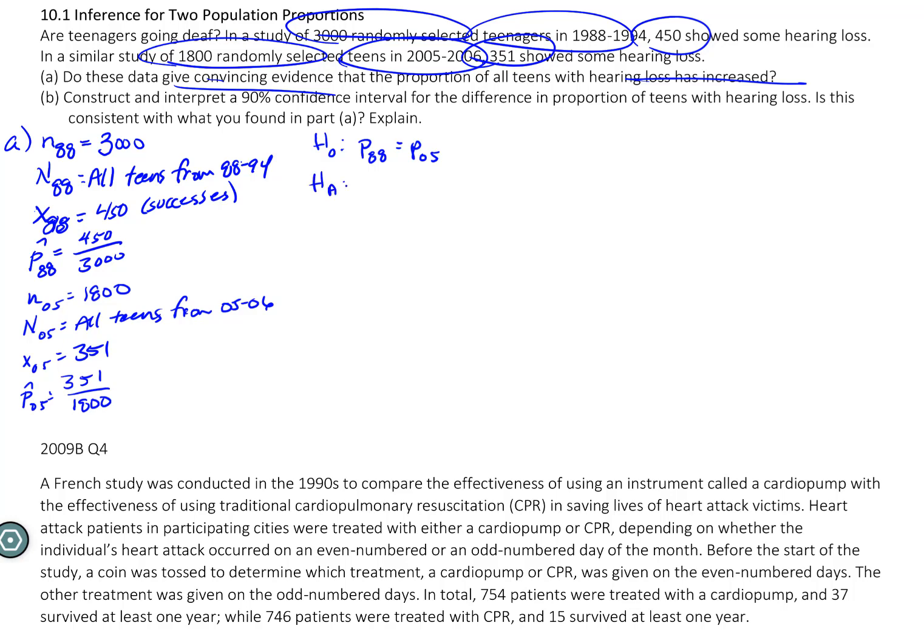And then my alternate, we have to be really careful about this, and you have to pay attention to the keywords. It's saying that the proportion of teens with hearing loss has increased. So what we think about is, well, here was the proportion of those in 88, and then the proportion in 05 and 06 at a later date and time is greater than, it's increased.